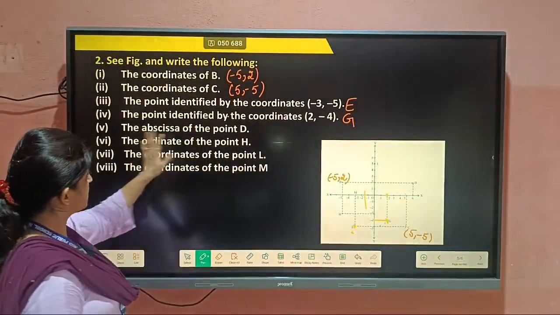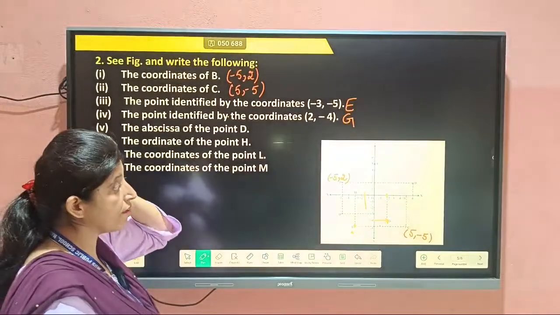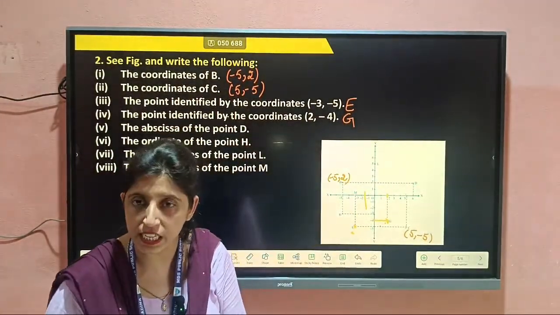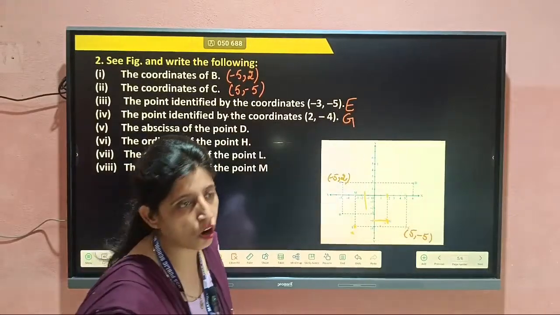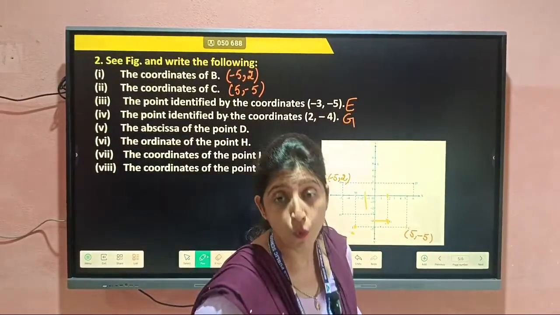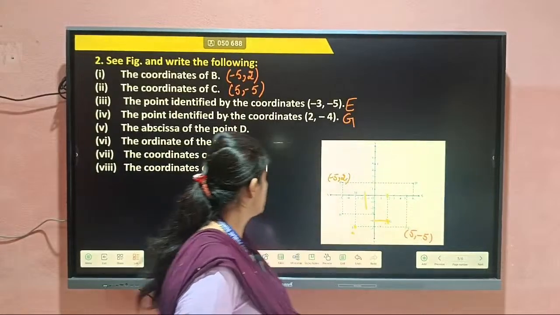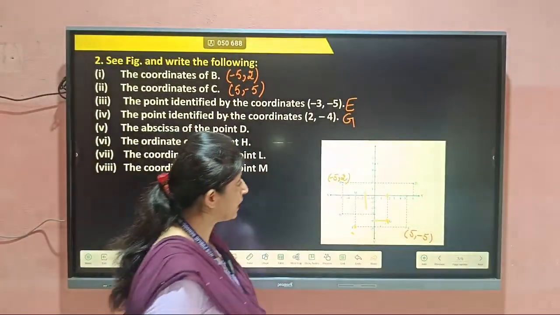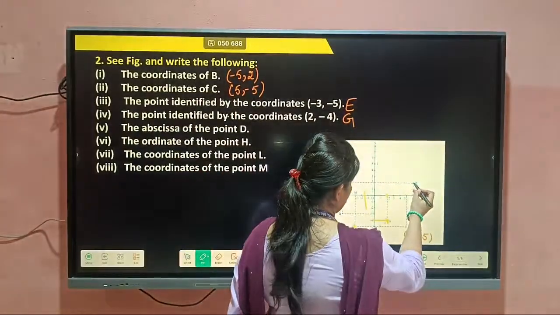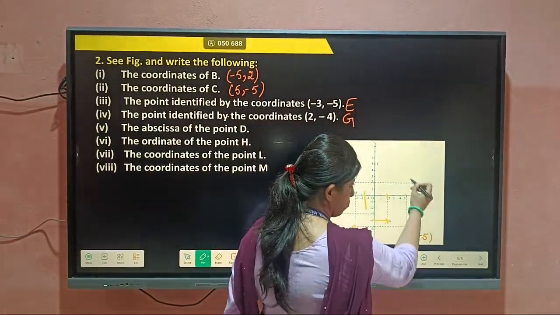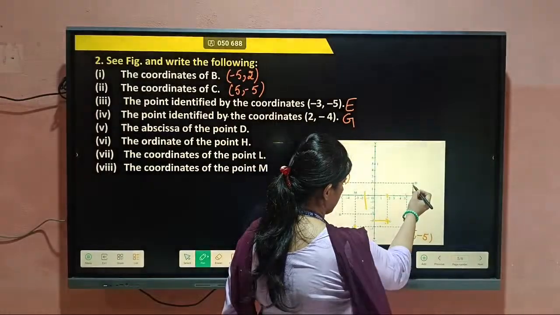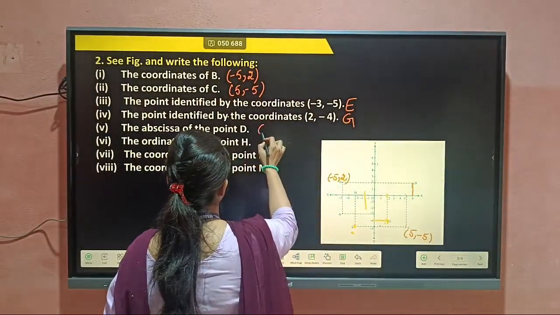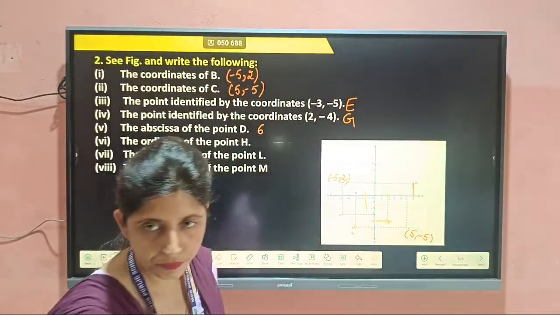Next, the abscissa of the point D. We only have to tell the x coordinate of the point D. Abscissa means x coordinate. Ordinate means y coordinate. Okay. Where is D? Here. Abscissa means only the x point you have to tell. What is the x point here? 6. Right? So the abscissa of the point D is 6.